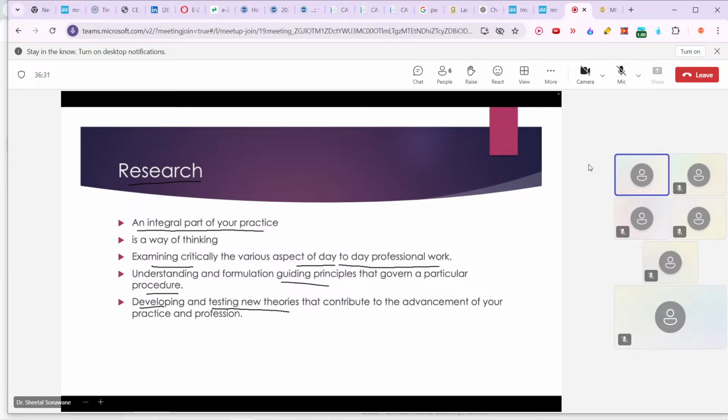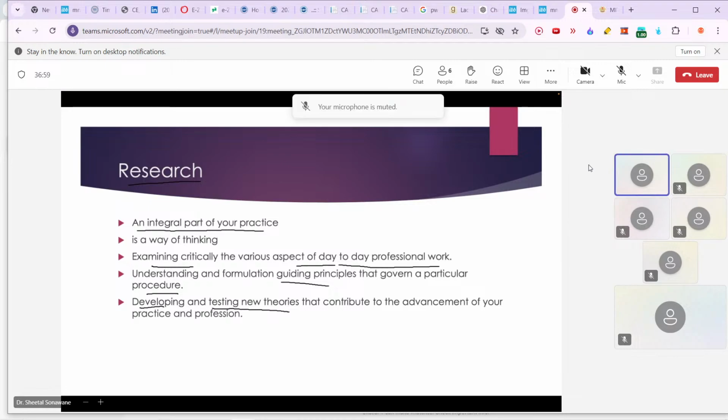It's a way of thinking. How do you think? How do you see the problem? How do you interpret the problem? How do you survey the problem? So that's why it's a way of thinking. Examining critically the various aspects of day-to-day professional work. As I mentioned, it is so much components which are involved in it. Let us see that.